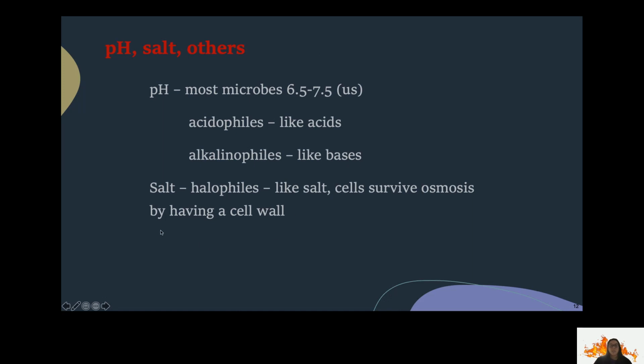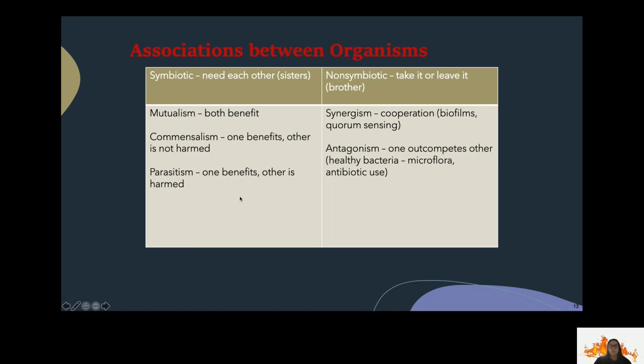There are other things like barophiles and radiophiles, but you'll notice that those aren't on your summary slide because they aren't concepts that I ask you guys to test on. Now, the final condition that really will impact a microbe's growth is the association between different organisms. Some organisms will need each other. That's known as a symbiotic relationship, and other organisms may have a take it or leave it type of approach to their relationships.